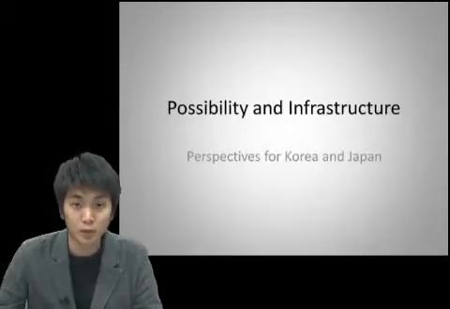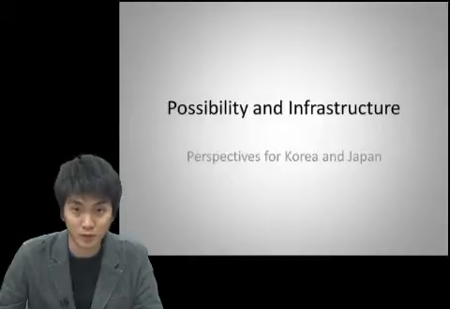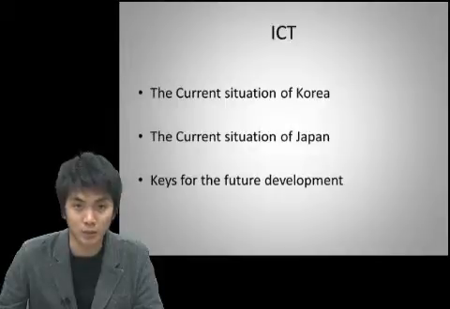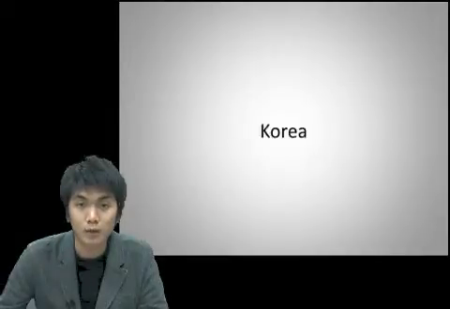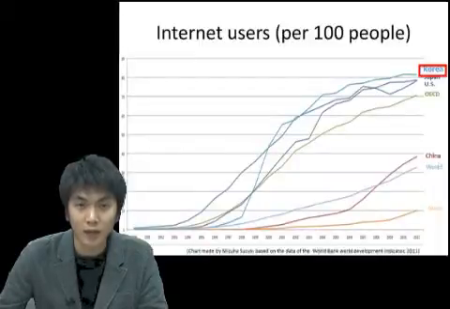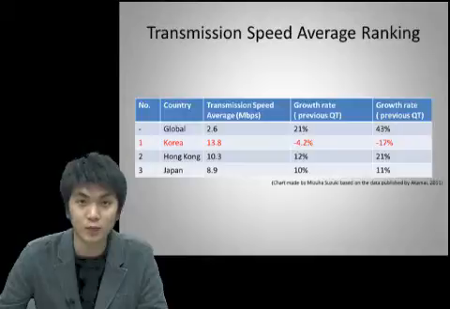So in my part, I'm going to talk about possibility and infrastructure. First, I'm going to talk about the ICT education in Korea and then Japan, and finally conclude by talking about keys for the future development. So first, let's talk about Korea. Korea has the highest internet user rate and also the fastest average transmission speed in the world.